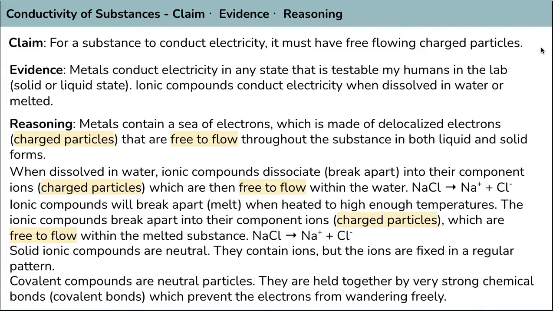So hopefully this helps you see how free-flowing charged particles, either ions or electrons, depending on the substance, vary in different substances based on their state of matter. Now, we are specifically talking about aluminum, sodium chloride, and sugar here, but these results can be applied to any metallic, ionic, or covalent substance.